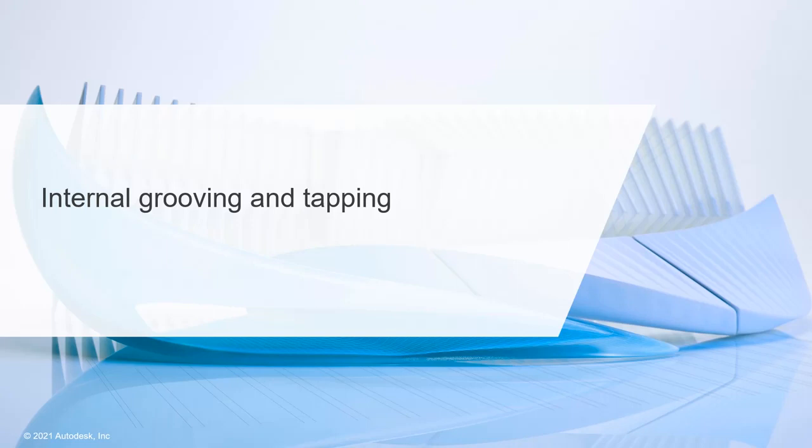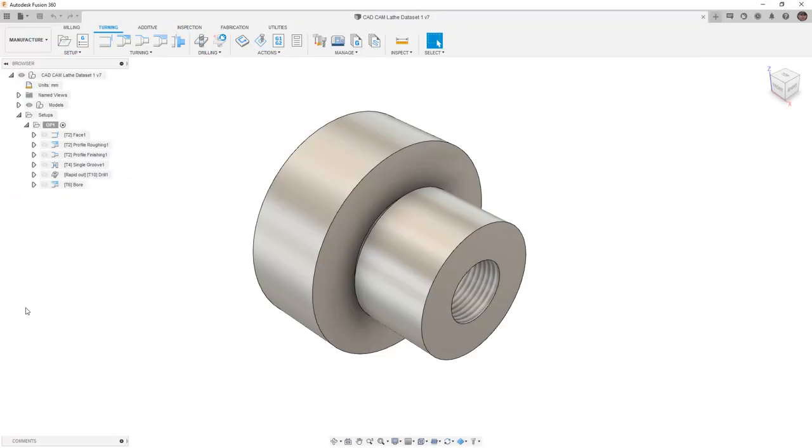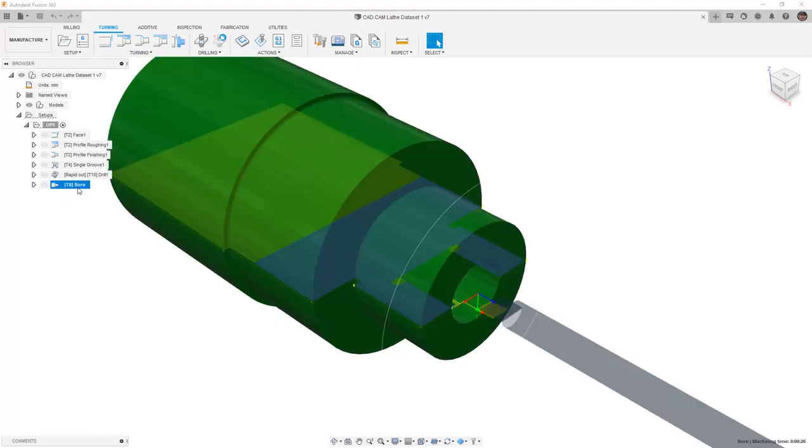In this video, we'll create internal grooving and tapping toolpaths. After completing this step, you'll be able to create a single groove and tap a hole. In Fusion 360, we want to carry on with our CAD/CAM lathe dataset. The last operation we have is an internal boring toolpath, and this is going to allow us to get in and cut the internal groove.